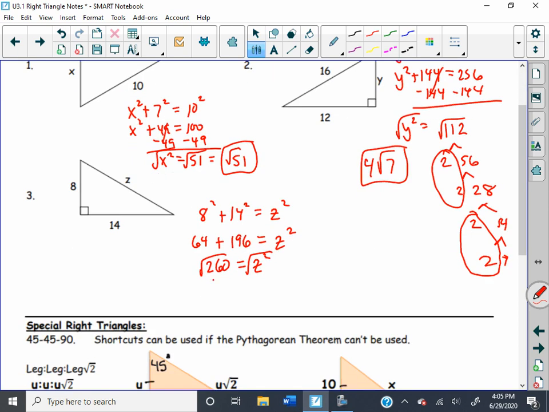So we know 260 can break down to 2 times 130. 130 is 2 times 65. 65 is 5 and 13. And so we do have a pair of 2's right here. So we'll pull a 2 out. And then the 5 and the 13 just get multiplied back together. So this will simplify down to 2 radical 5 times 13, which is 65.